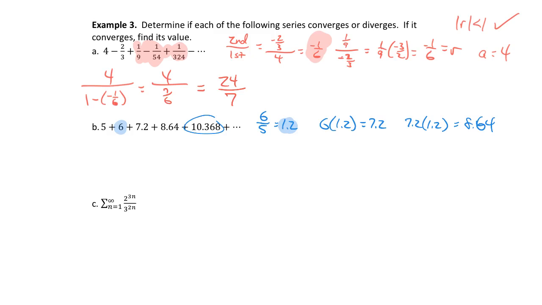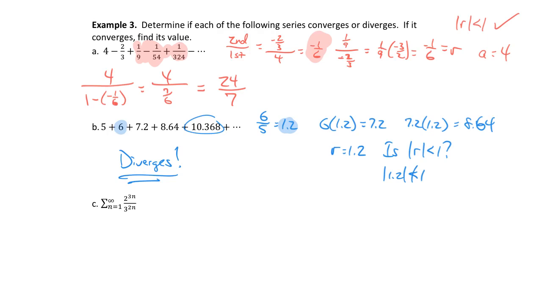Okay? So the terms do form a geometric sequence. If I look at the r value, it's 1.2. Is the absolute value of r less than 1? Well, of course not. Absolute value of 1.2 is not less than 1. So this series diverges. The terms of the series do form a geometric sequence, but since that common ratio is greater than 1, it diverges.